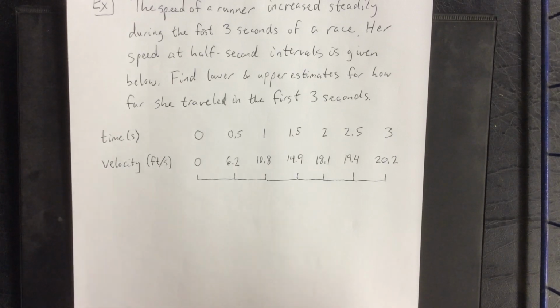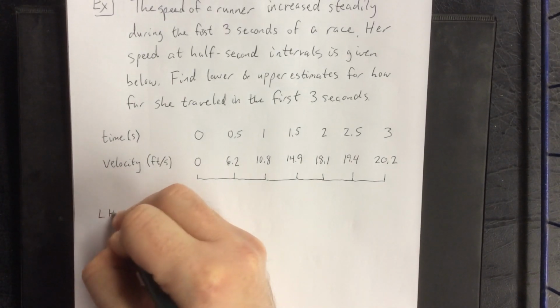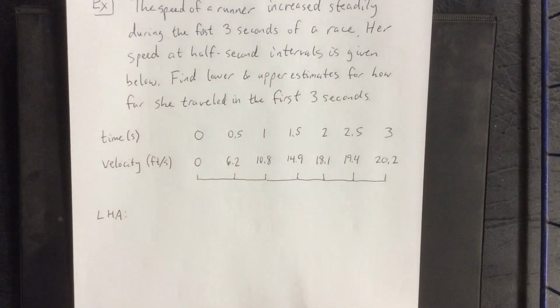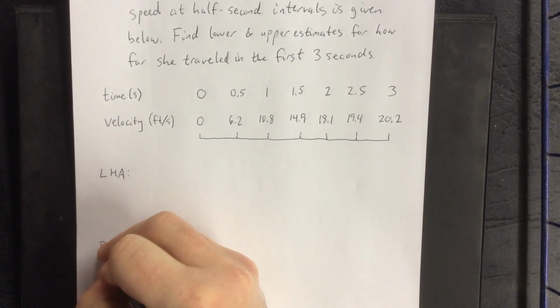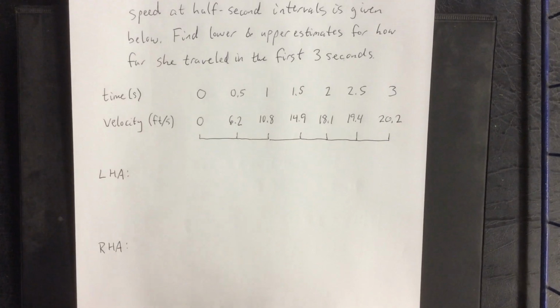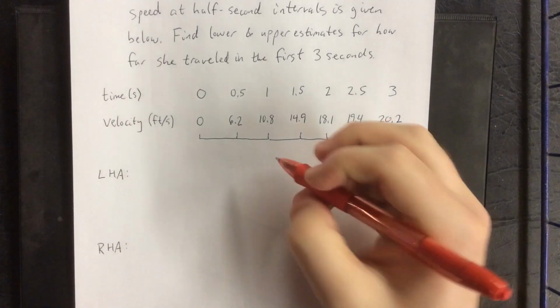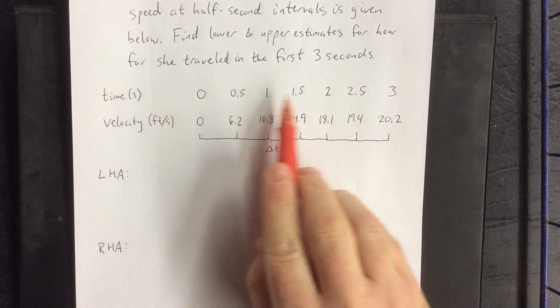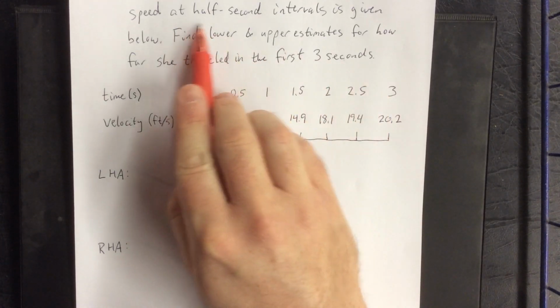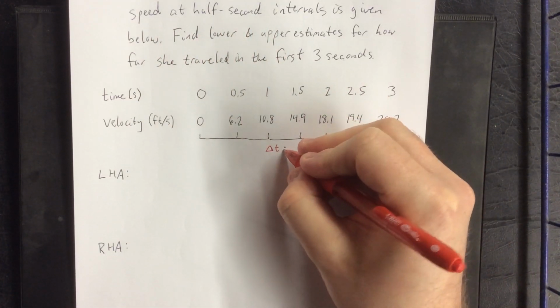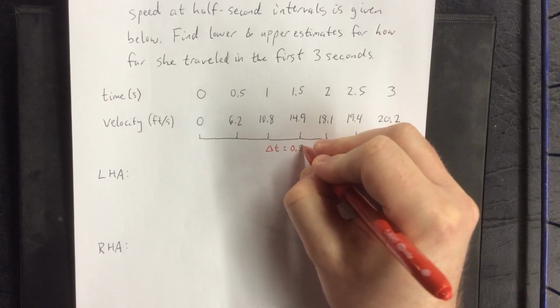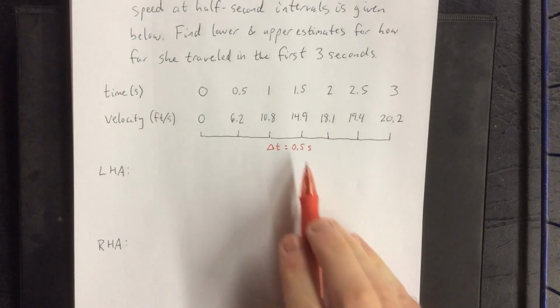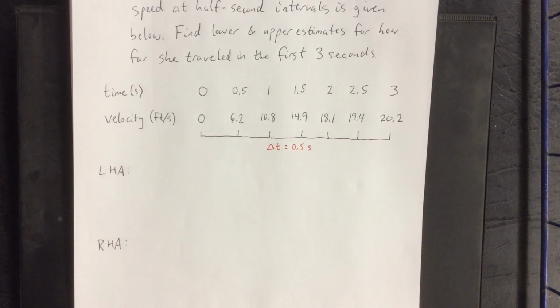So what we'll do for this is set up a left-hand approximation, and we'll set up a right-hand approximation. Now in each of these cases, I notice that the change in time is nice and consistent. The change in time is going up at half-second intervals, as was promised in the description of the problem. So delta t, in this case, would be represented by 0.5 seconds. As soon as I take 0.5 seconds and I multiply by a corresponding velocity, I will have a total number of feet traveled.